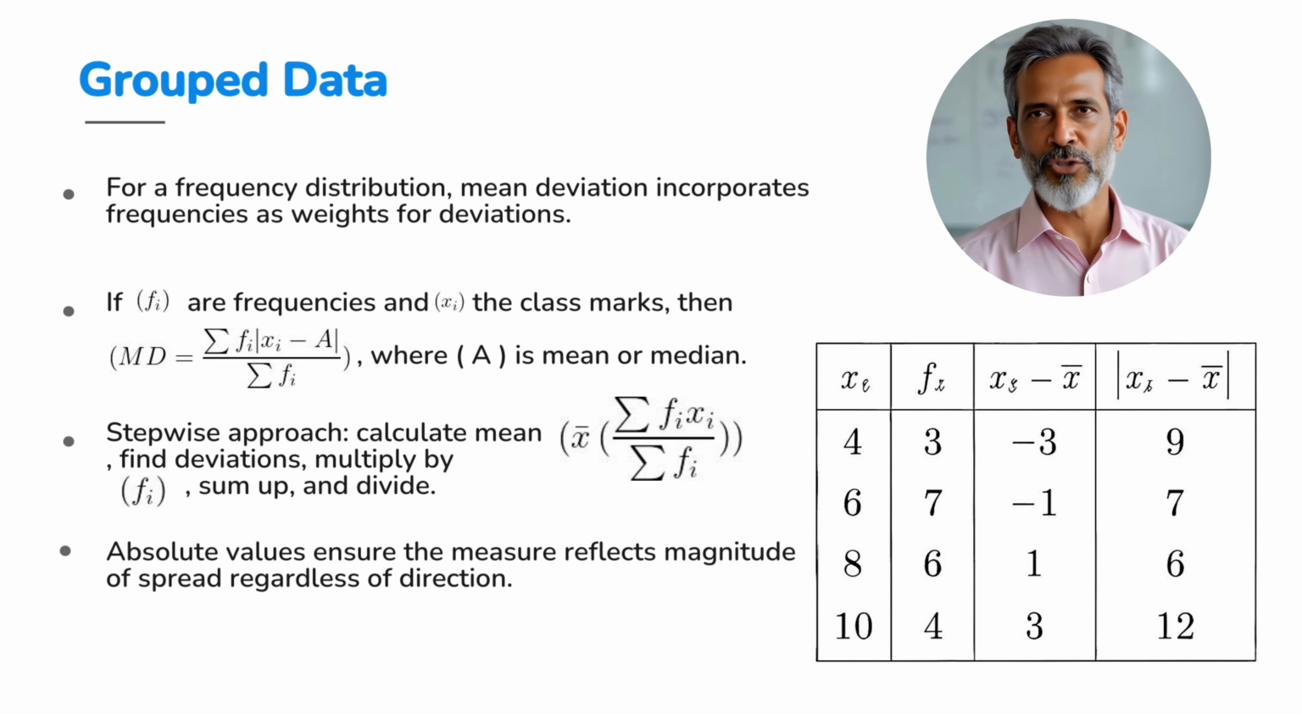Absolute values are crucial. They ensure that large positive and negative deviations don't cancel out, giving a true measure of spread. Visualize a frequency table with columns for class marks, frequencies, deviations, absolute deviations, and frequency times absolute deviations. This table simplifies the calculation process. This method helps us understand variation in group data like exam marks distributed over intervals.